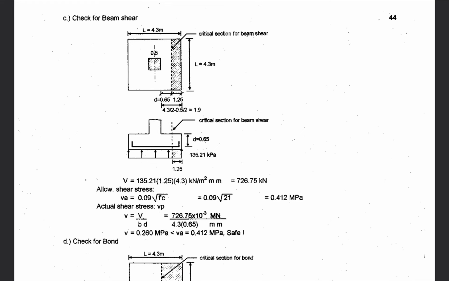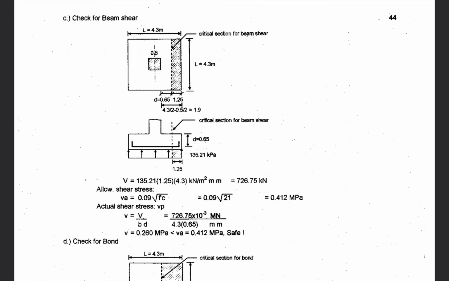Okay, so to solve for V, you have the actual soil pressure multiplied by 1.25, this distance, multiplied by 4.3. So you have your V equal to 726.75. So the formula for allowable shear stress, you have the 0.09 Fc prime. So therefore, your allowable shear stress is 0.412.